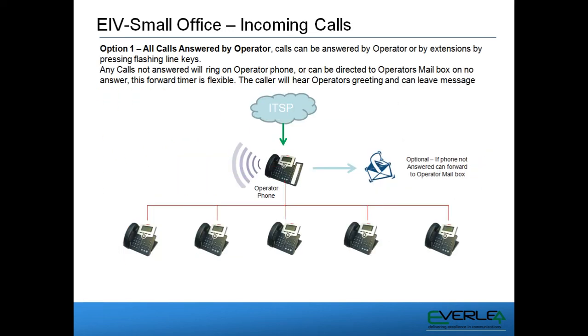Now finally, we just want to go through the incoming calls because we need to understand some of the rules here. All calls answered by the operator. Essentially all the calls are answered by the operator, and the extension could press the flashing line keys. So we'd have an incoming number here, and this main phone is ringing. On all the other phones, the line keys will be flashing, indicating there is a call coming in, and if they hear the operator ringing, they can press the line key and answer the call. Okay? If the call is not answered, it will be directed to the operator's mailbox on no answer.